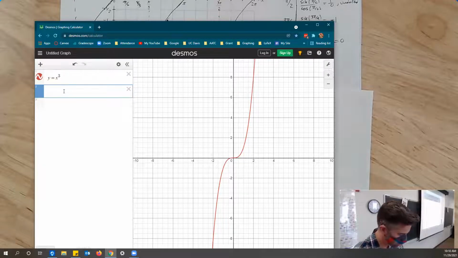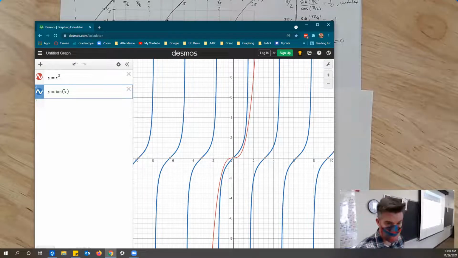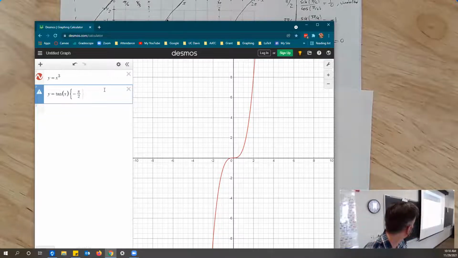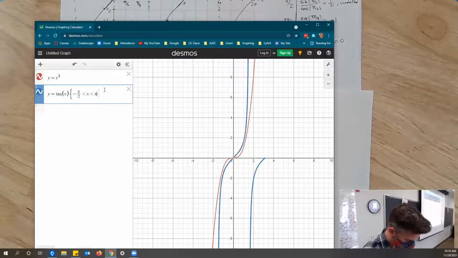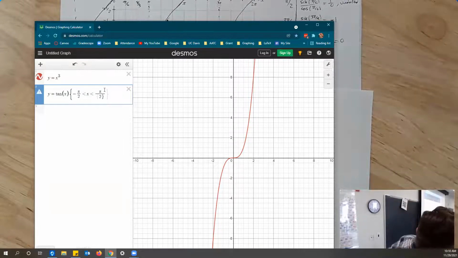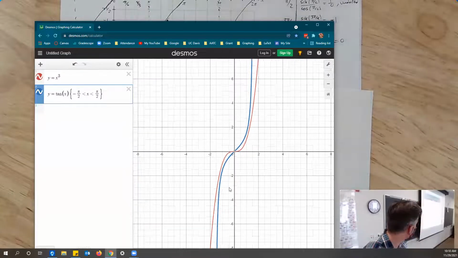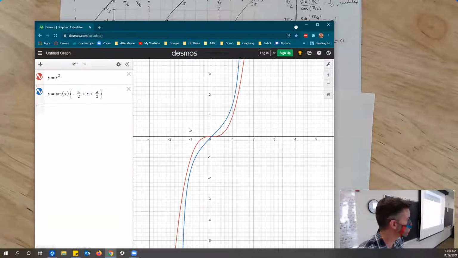And here is all of tangent. In the middle here, if we just restrict ourselves to being between negative pi over 2 and pi over 2, they look pretty similar. You can see they look different at the origin, but they have a similar shape. But definitely there's a lot more to tangent, right?